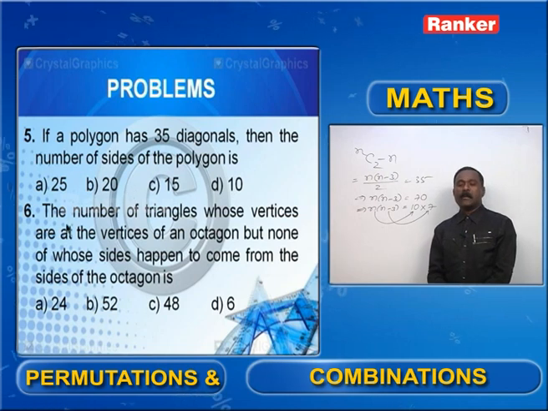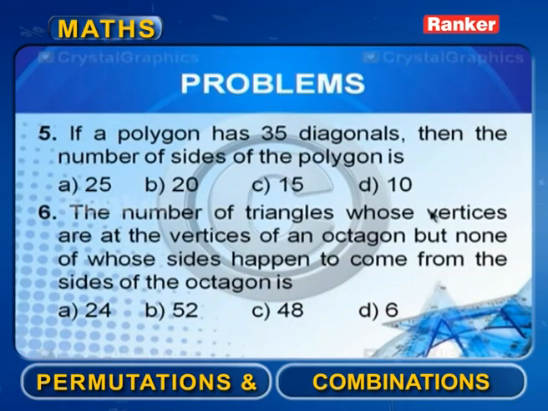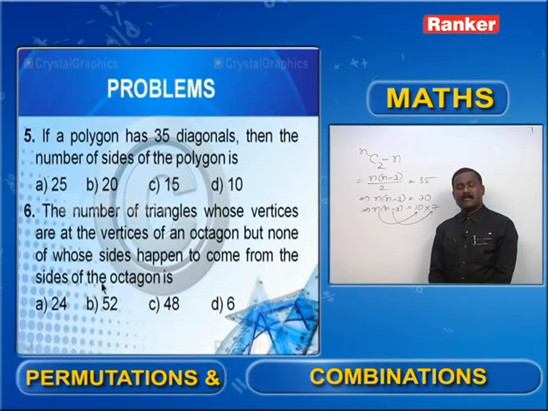Next one, the number of triangles whose vertices are the vertices of an octagon, but none of whose sides happen to come from the sides of the octagon is. Before answering this question, let us have a general problem of n-sided polygon.